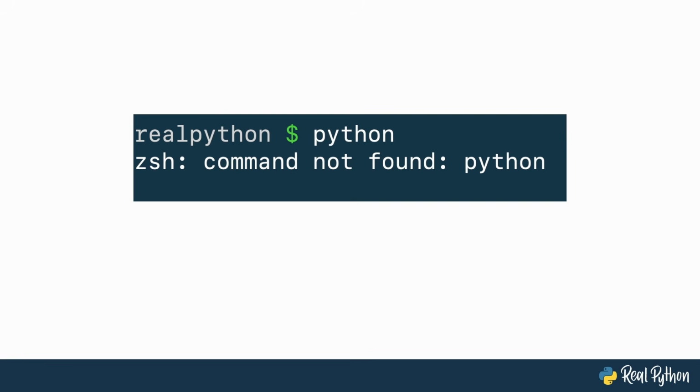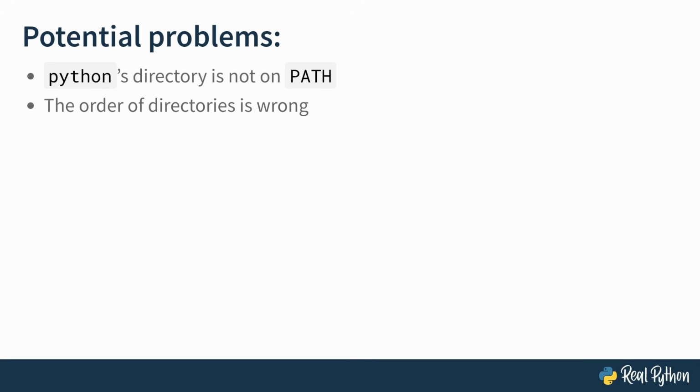So what are some of the potential problems you might come across when trying to run Python? One is that Python's directory is not even on path. So you would get command not found, and then you'd have to add it to path. It could be that the order of directories on path is wrong. So when you use the Python command, it actually runs a different version than what you want it to, because that's what was found first.